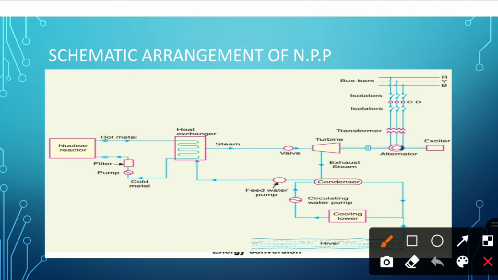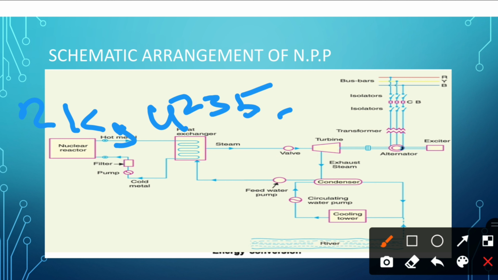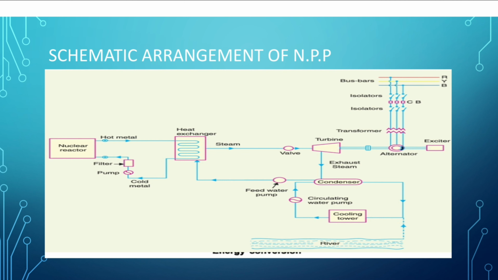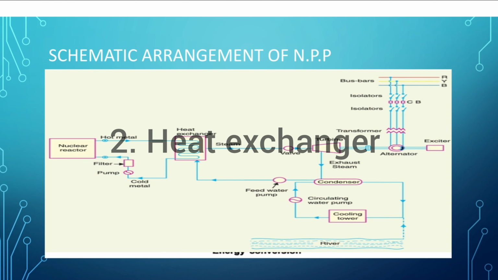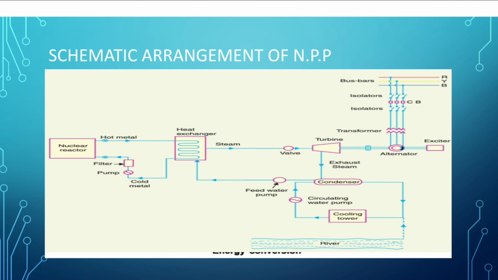For example, if we use 2 kg of uranium, this will be equal to 9,000 kg of high degree coal. In order to best understand the working principle and schematic arrangement of a nuclear power plant, the whole plant is divided into 4 main parts: 1. nuclear reactor, 2. heat exchanger, 3. steam turbine, and 4. alternator.